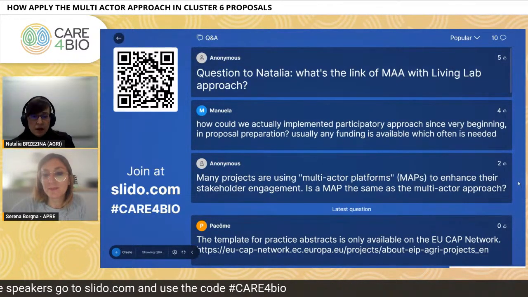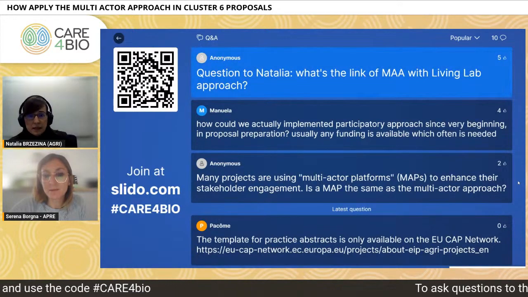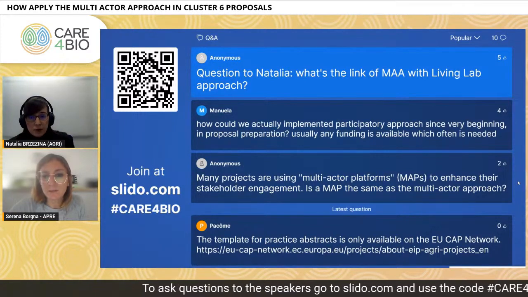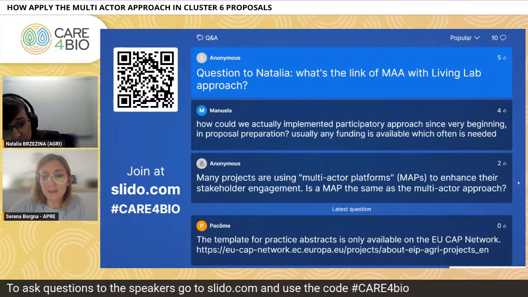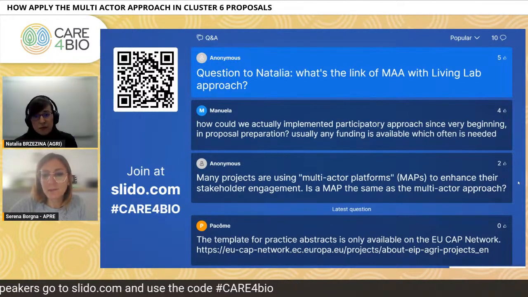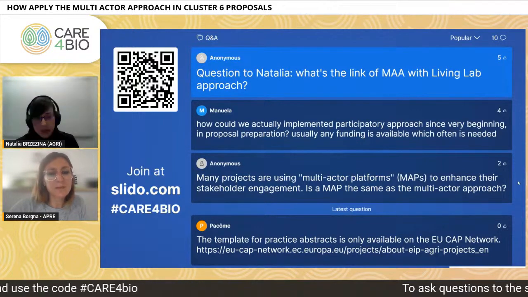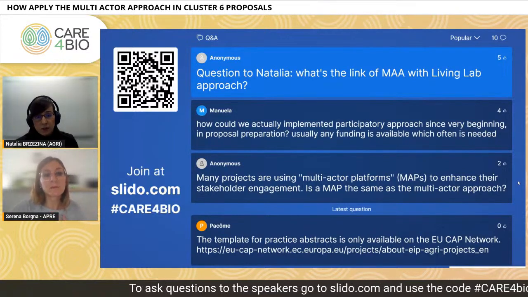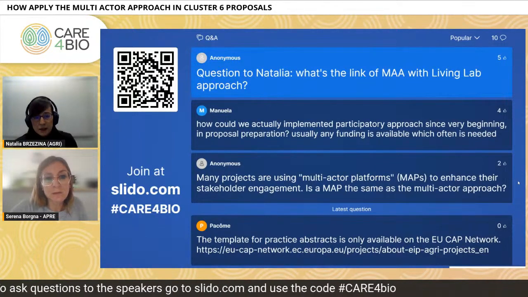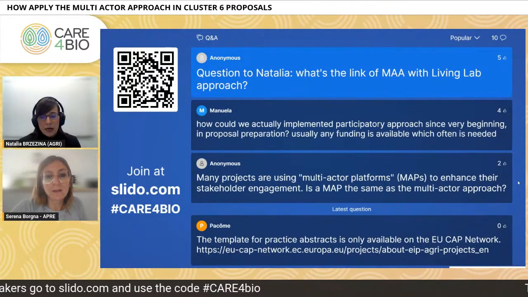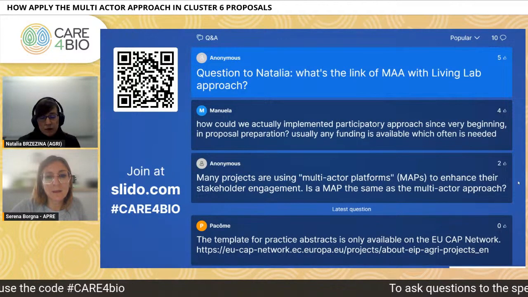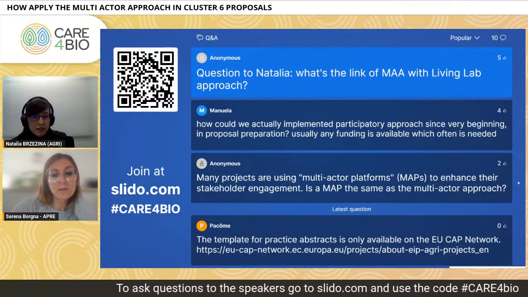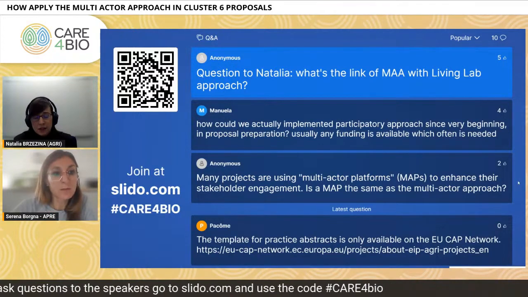Yes, I would say that the multi-actor approach is part of the living lab approach. It's a requirement basically that applies also to the living lab approach. But with the living lab approach, we are getting a step further, because we would like also to link the innovations and the knowledge that is produced to the place where people live and work. And so basically this is adding to the multi-actor approach the dimension of place-based innovation, applied in a specific site and conditions and context.